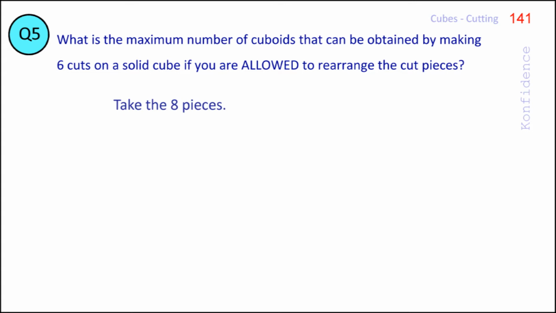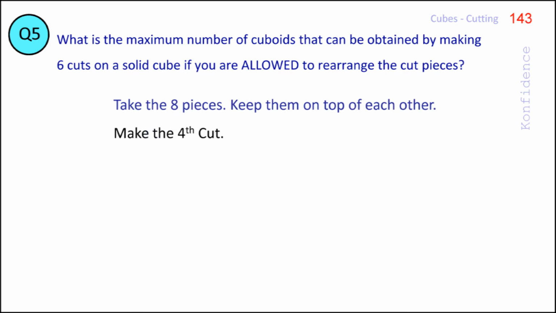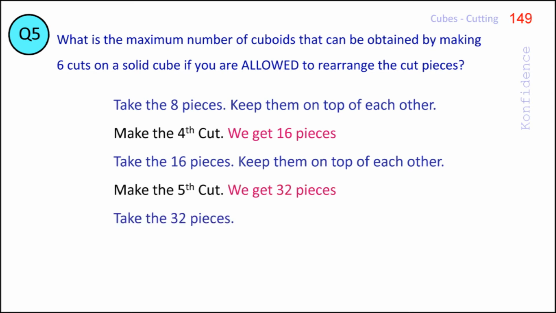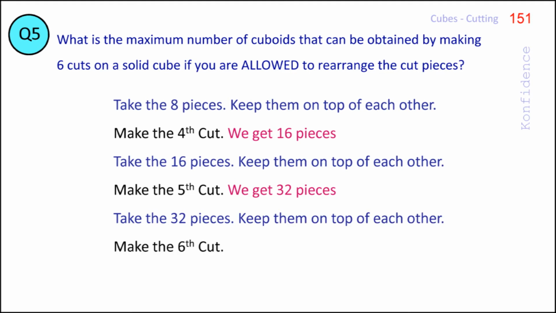Take these 8 pieces. Keep them stacked one on top of the other. Make the fourth cut. We get 16 pieces. Take all the 16 pieces. Keep them stacked one on top of the other. Make the fifth cut. We get 32 pieces. Take all the 32 pieces. Keep them stacked one on top of the other. Make the final sixth cut. We get 64 pieces.